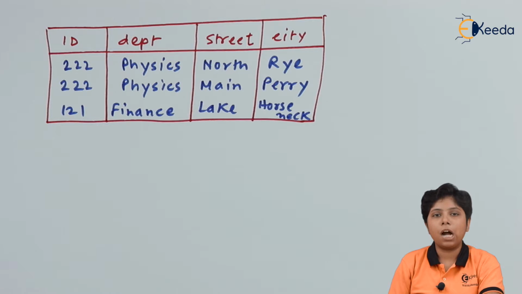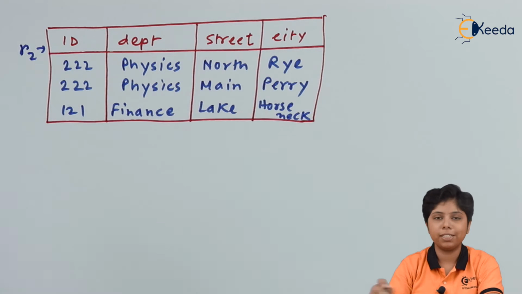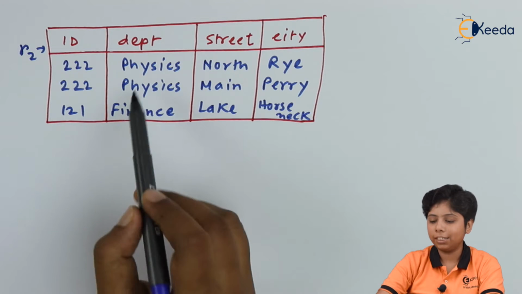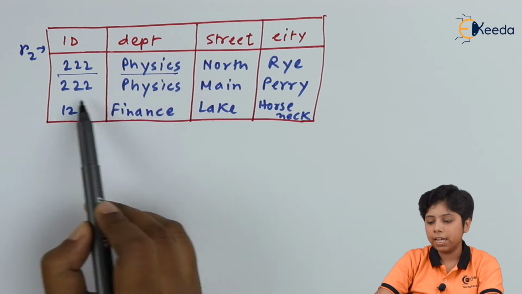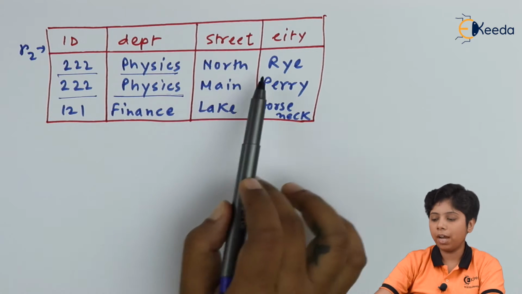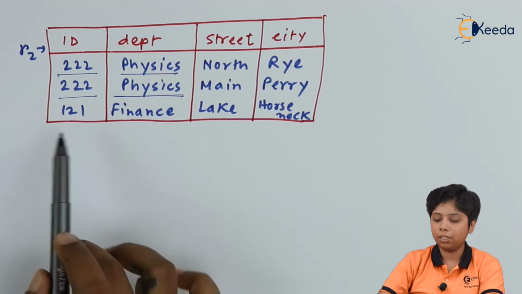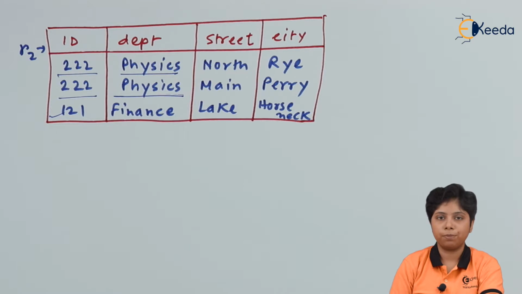Now consider the R2 relational schema again, which consists of the ID, department, street and city. Now we have some redundant information. As we can see, the 222 and physics is repeated in these two tuples. Now we have got the street and city with two different names and the one-to-one mapping as this one.